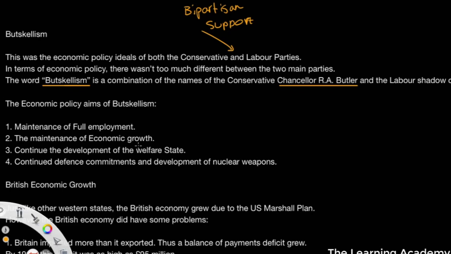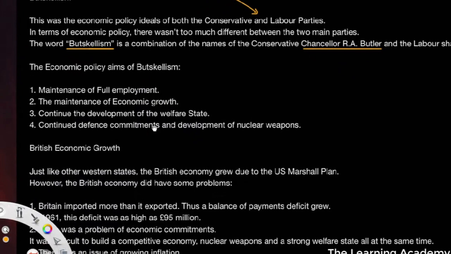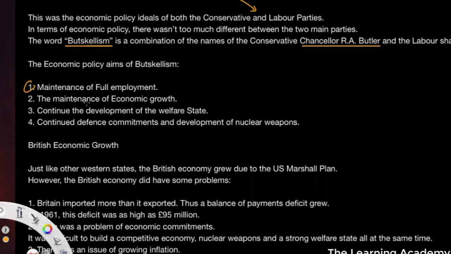And the aim of this Butskellism policy was, one, to maintain full employment, two, to maintain economic growth, to continue the growth of the economy, three, to continue the development of the welfare state, as we established the welfare state under Clement Attlee in the previous era. So Attlee, following World War II, gave us things like the welfare state, the NHS, social protections, all these kinds of things. I think the most notable one is the NHS, because it was a very, very large welfare state program, and it still is today.